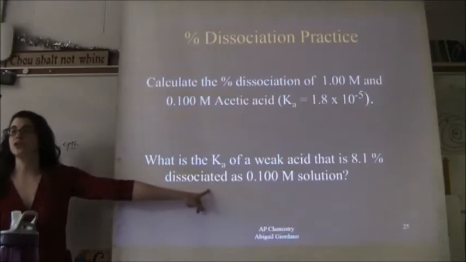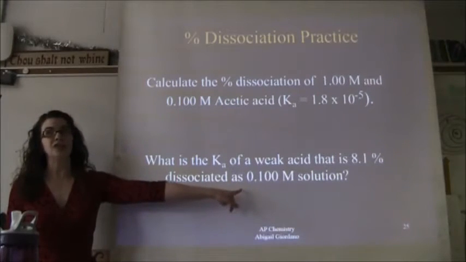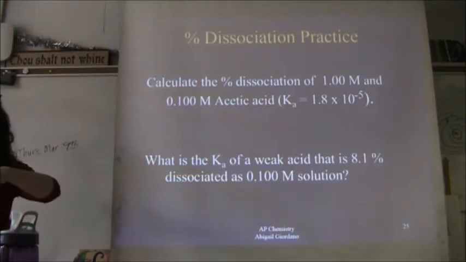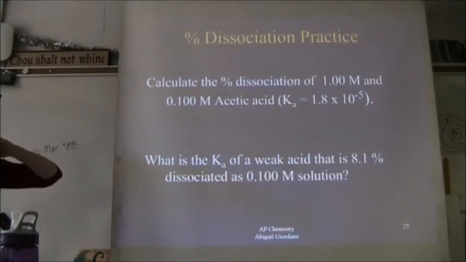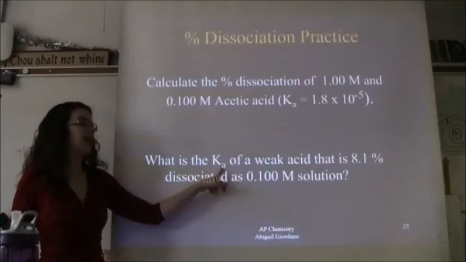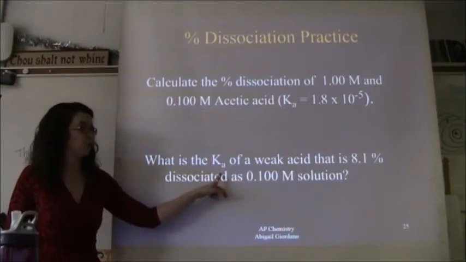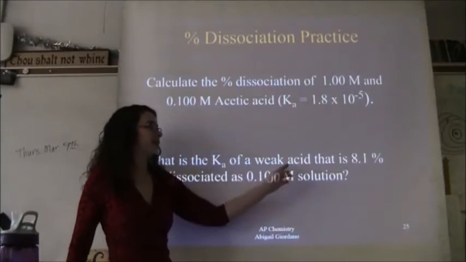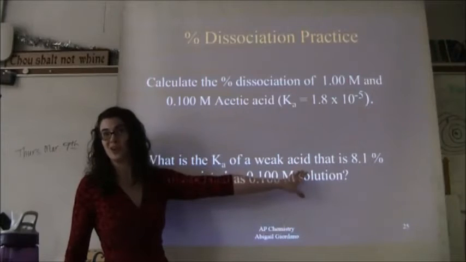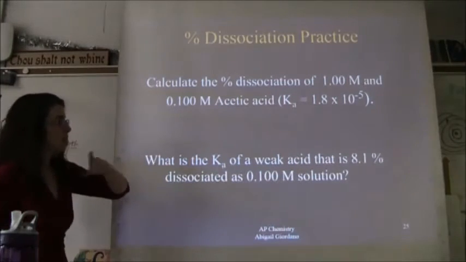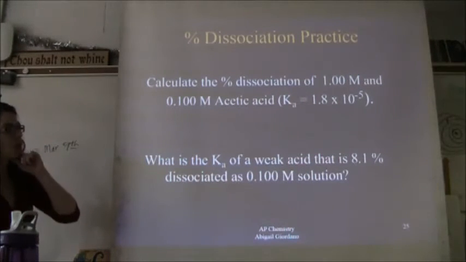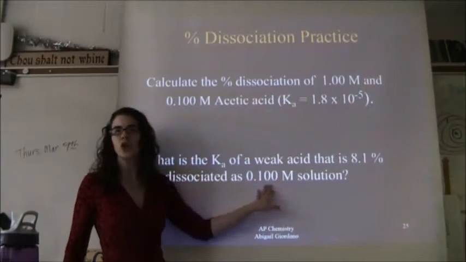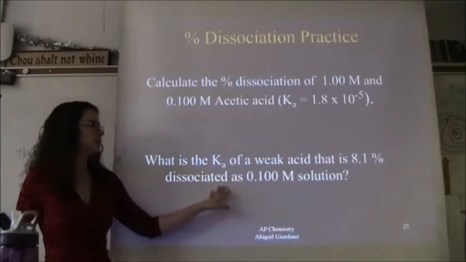Now, you guys are going to do this one on your own. This one is a little different. Okay, let's read it, and then you're going to do it. It says, what is the Ka? Meaning, I'm not giving it to you. You have to figure it out. Of a weak acid. I'm not telling you what acid it is either. This acid is 8.1% dissociated. Here is its initial molarity.